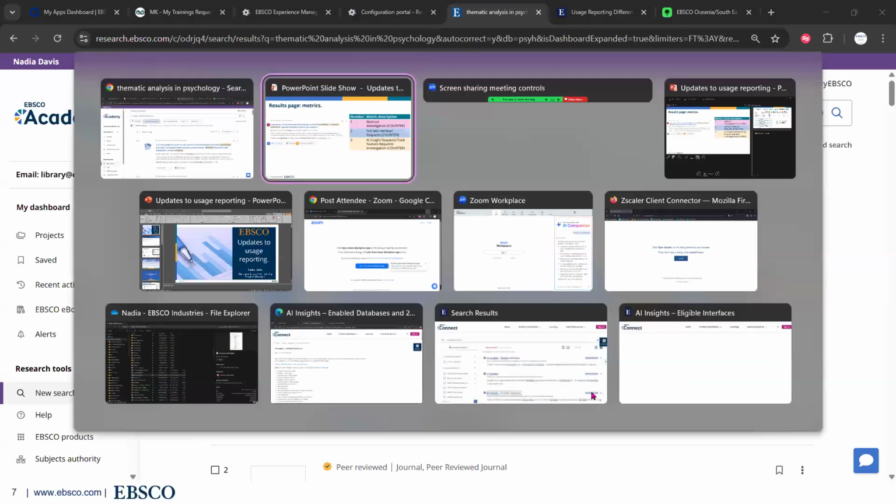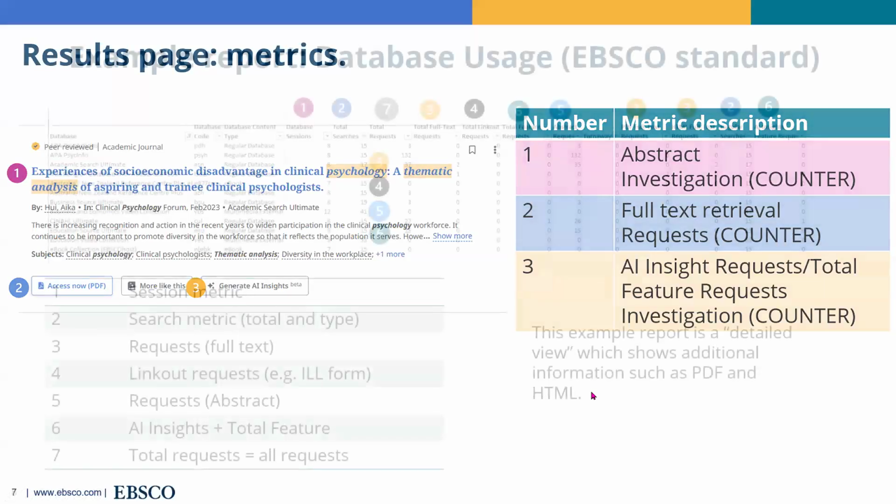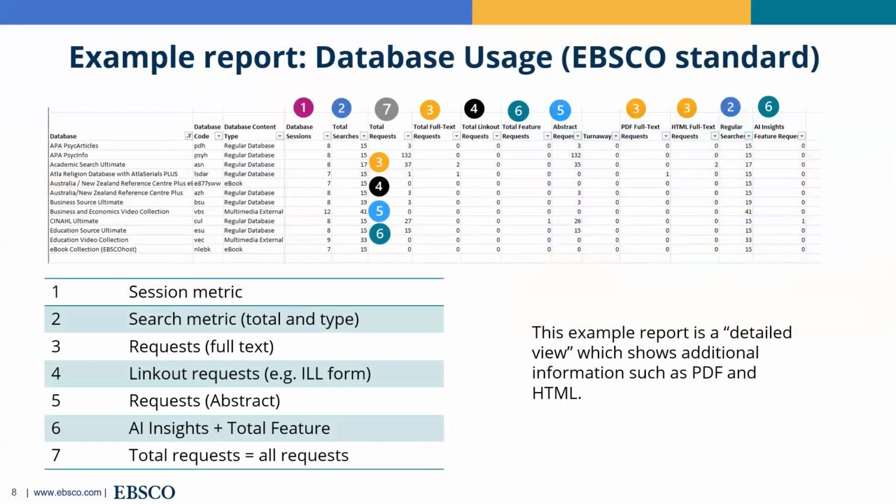Okay, so moving on from there, the next thing I wanted to touch on was an actual example of a report. So this is a database usage report. It's an EBSCO standard usage report, and I've just basically done a detailed view. The reason I did the detailed view was so you can see some additional metrics like PDF versus HTML. And over here we have that AI Insights feature request.